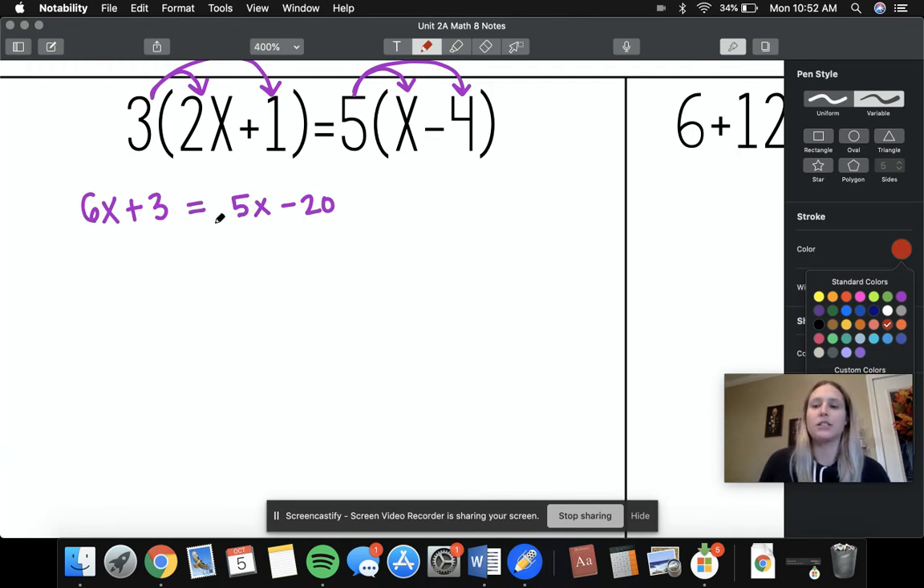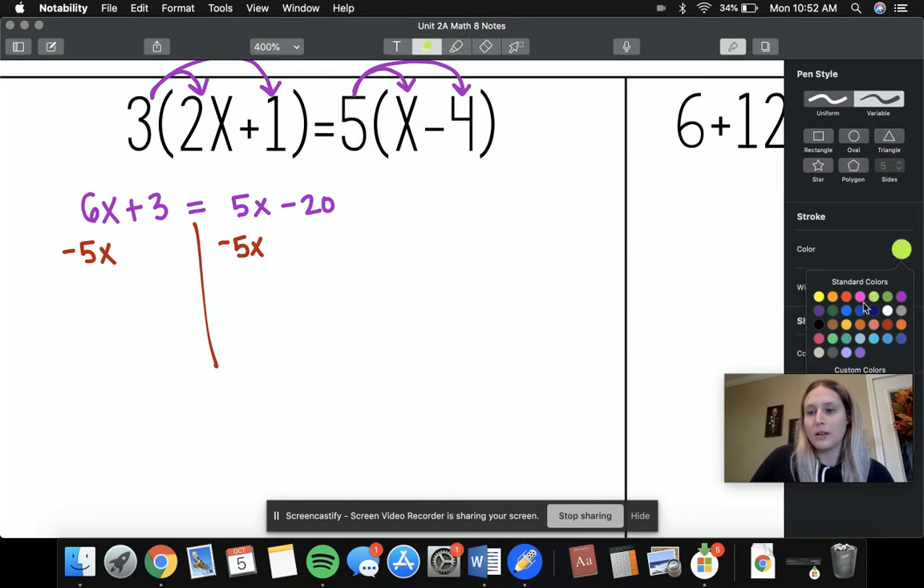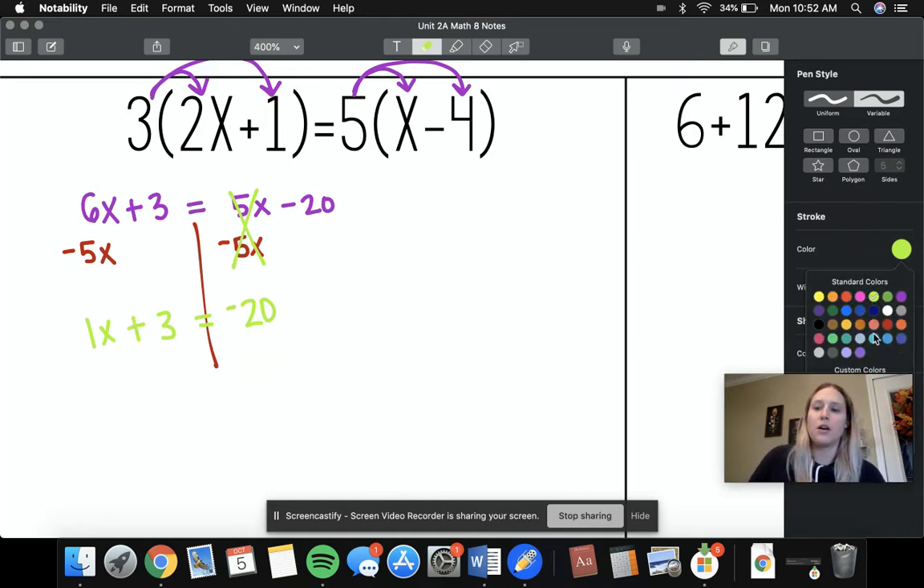So now I just need to basically solve this equation by getting a variable on one side. So I see this 5x. I don't want that there. I want it over here. So I need to do the opposite. So the opposite of a positive 5x is a negative 5x. I'm going to write the same thing over here, because a positive 5 and a negative 5 would make a 0. So that's how we're making it disappear. So I drop down the negative 20. I drop down the positive 3. And then we just have this math problem, 6x minus 5x, which would be 1x. So now the equation is 1x plus 3 equaling negative 20.